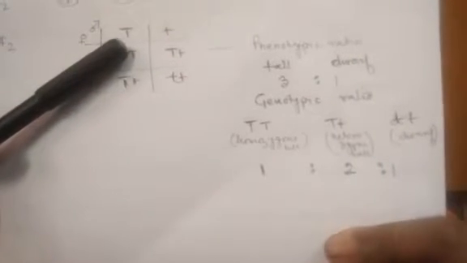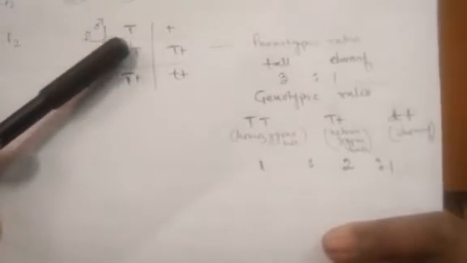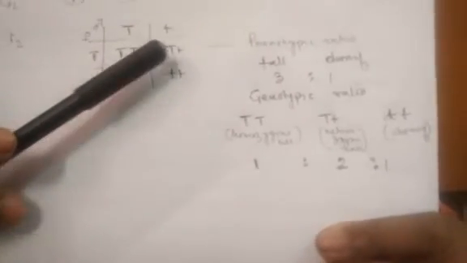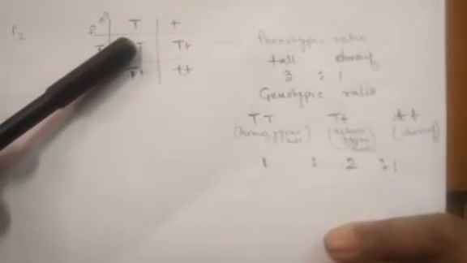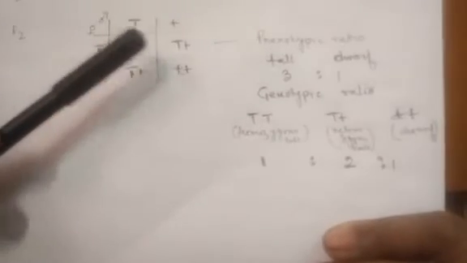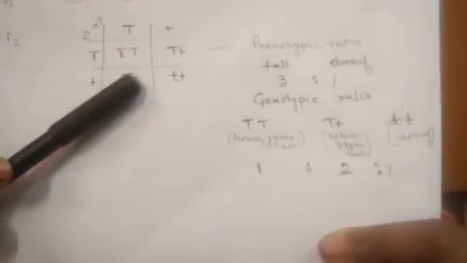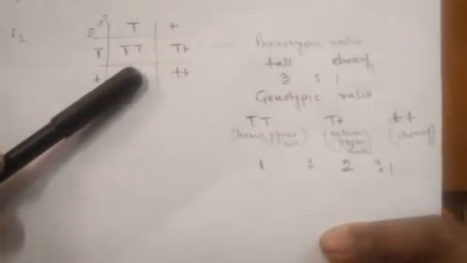But if we consider the genotype, what are we going to get? In genotype, we will find this is tall, but this is homozygous tall. That means both the alleles are capital T, capital T. These two are also tall, but they are not similar to this in genetic constitution. These two are heterozygous or hybrid tall. That means they have capital T, small t, capital T, small t. So they are also tall, but they are hybrid tall.